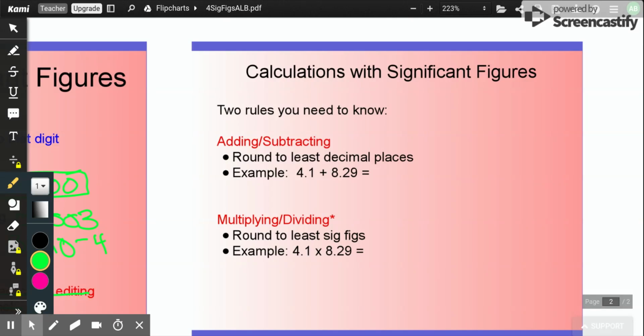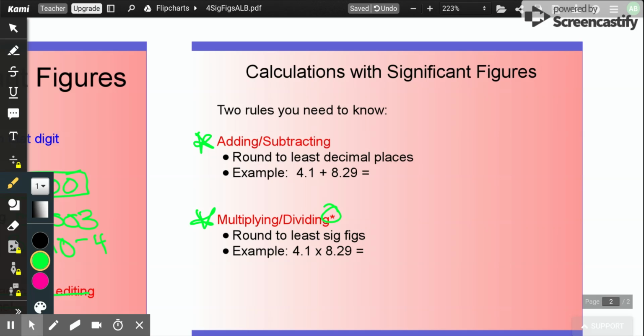So there are two rules with significant figures involving calculations. One rule is for addition and subtraction. One rule is for multiplication and division. I put a star next to this one because multiplication and division is usually what you're going to be doing. So that's the more important rule if you have to know one of them, but really you should know both.